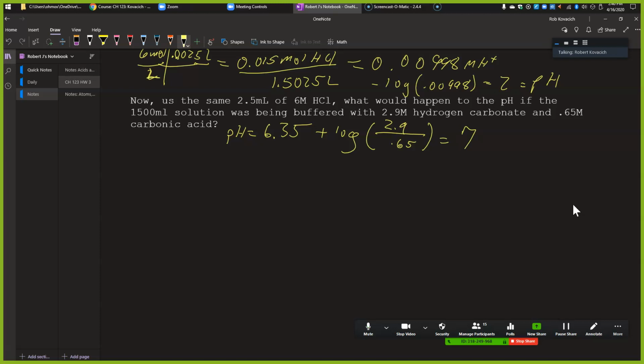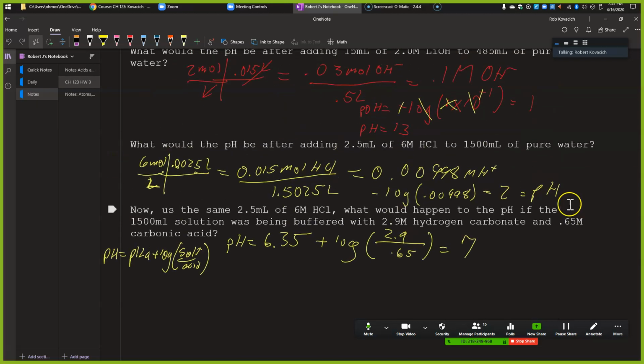Mr. Gay, why is it not a negative log? Because the equation is plus log. Oh, okay. The pH is equal to pKa plus log of salt divided by acid. That's the Henderson-Hasselbalch equation. The negative log is just what we use for pH. Okay, cool. So we know we're going to start at 7.